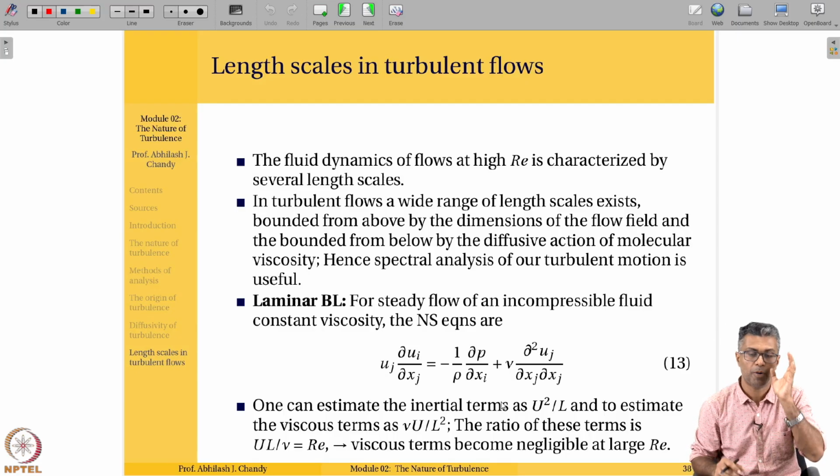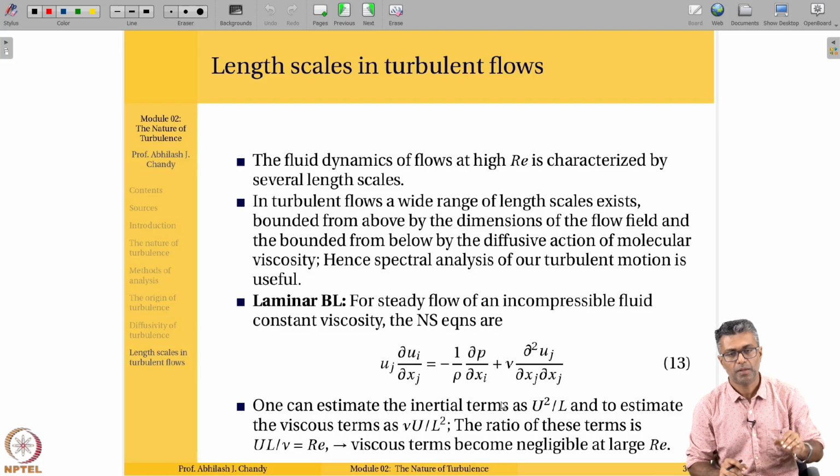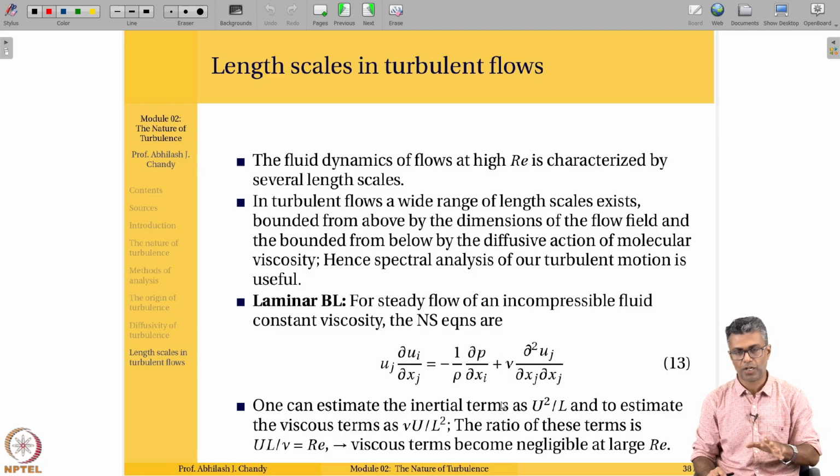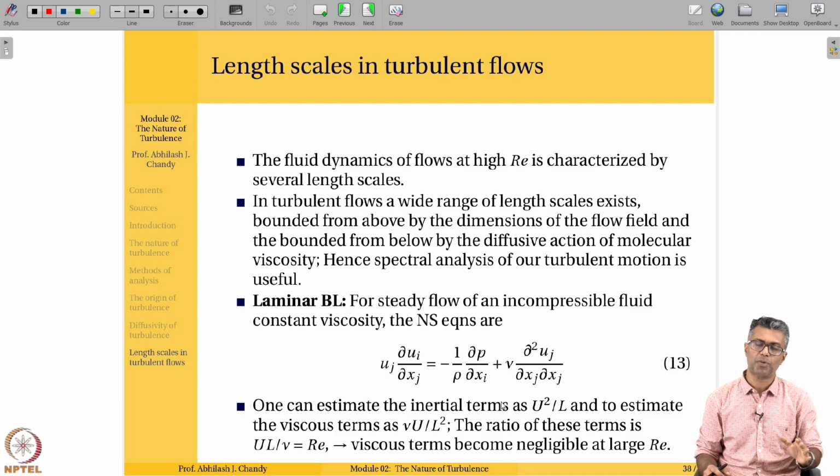Let's consider a laminar boundary layer first. We have a steady flow of an incompressible fluid. For the most part of this class, we are only considering incompressible flows. So let's consider the incompressible Navier-Stokes equations with a constant viscosity. Again, non-Newtonian is not something we are considering in this class. So this is what you have.